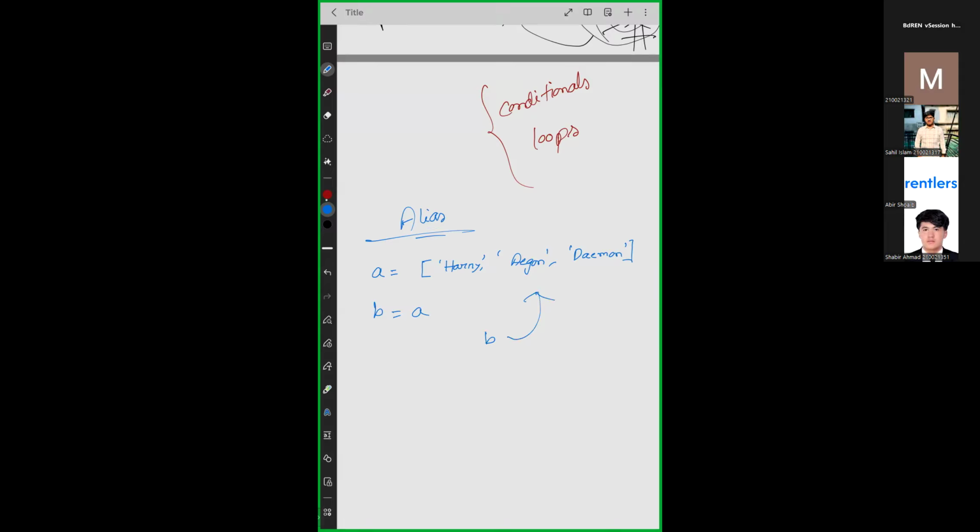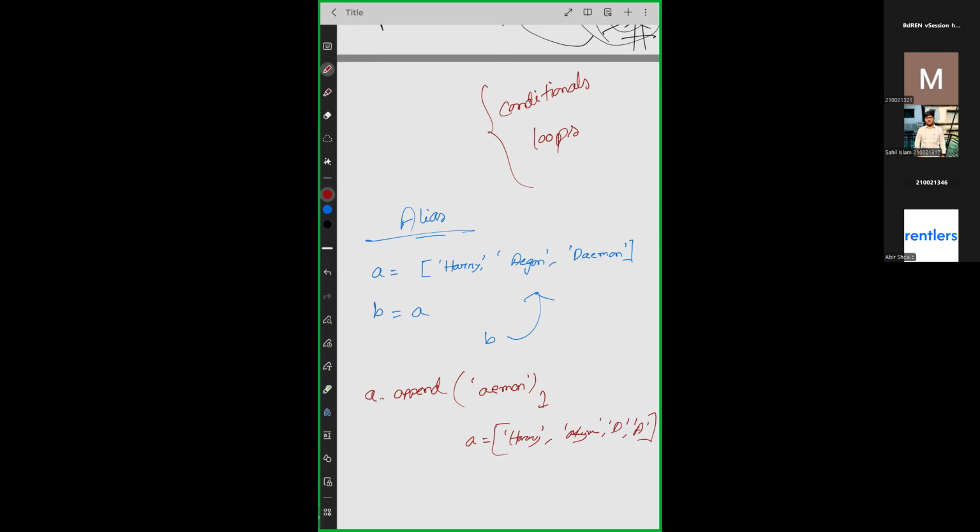Fine. Now I run a method on A. I call a method called append. A.append. What do we want to append? Let's say Amy. So when I call it, A now becomes Harry, Aegon, Damon, and Amy. Now A has 4 items. Now what happens to B? Does B remain the same or does B change?